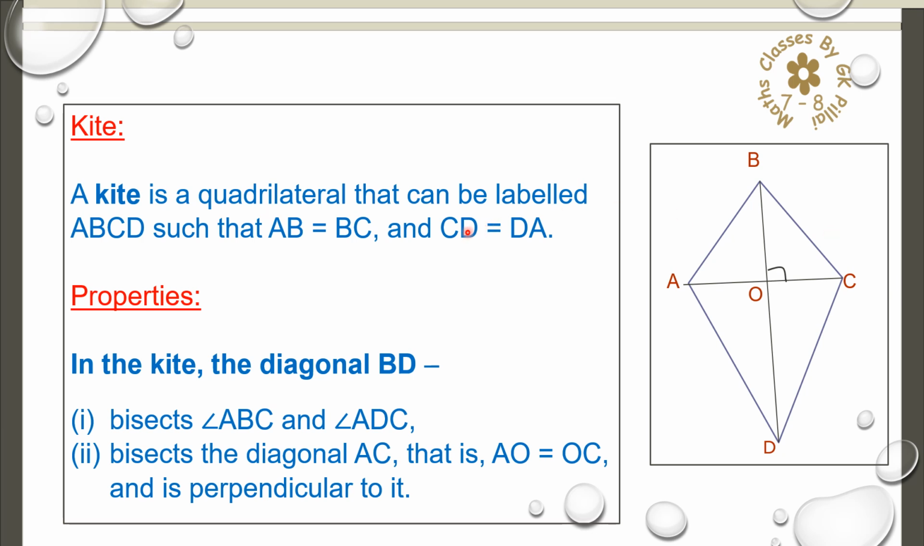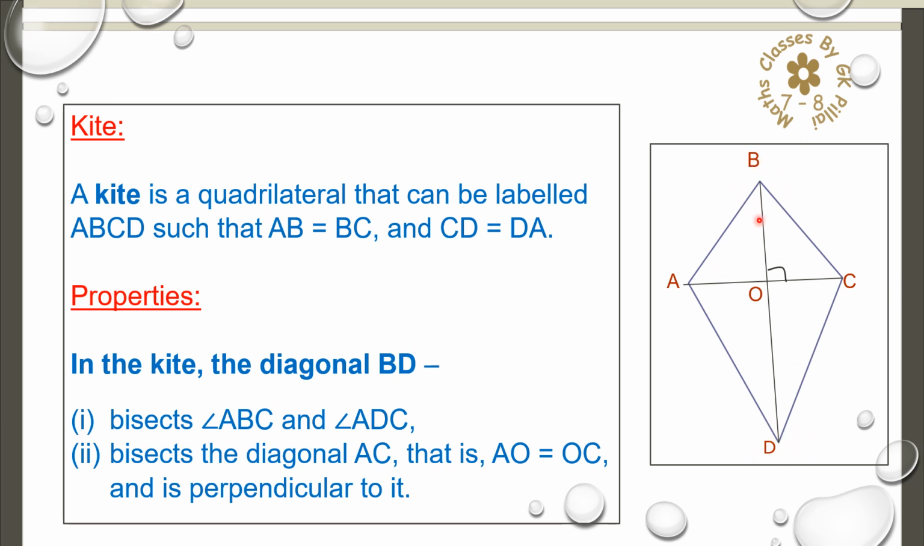Kite. A kite is a quadrilateral that can be labeled ABCD such that AB equal to BC and CD equal to DA. This portion equal to this one and this equal to this one. Here the properties are: the diagonal BD bisects angle ABC and ADC. The BD bisects this angle as well as this angle.